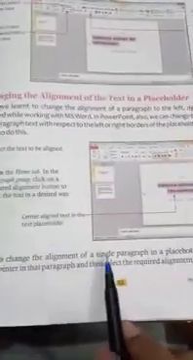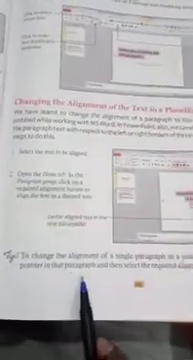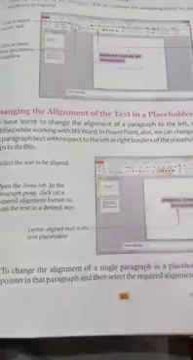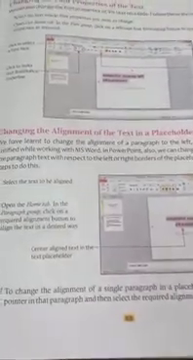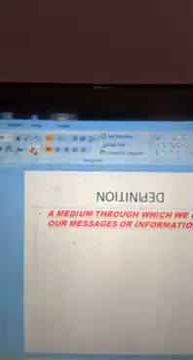To change the alignment of a single paragraph in a placeholder, place the mouse pointer in that paragraph and just select the required alignment. If it is only one paragraph, then there is no need to select that paragraph. You have to only click it like that. If I have only one, then I have to click it, and then click on that Home tab, which is already open, and go to the paragraph group.